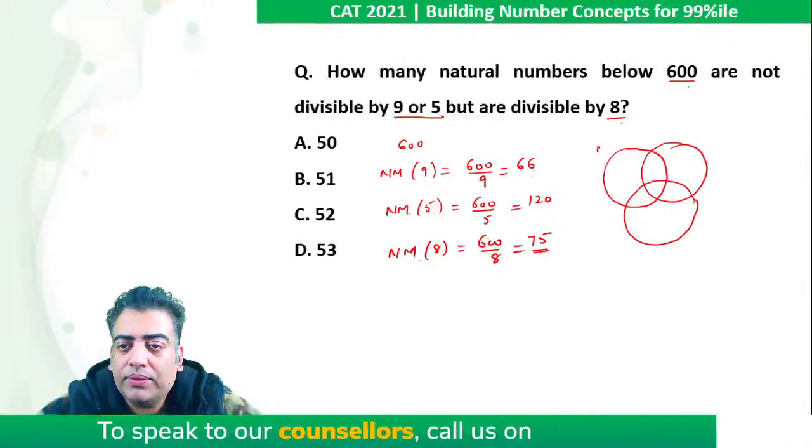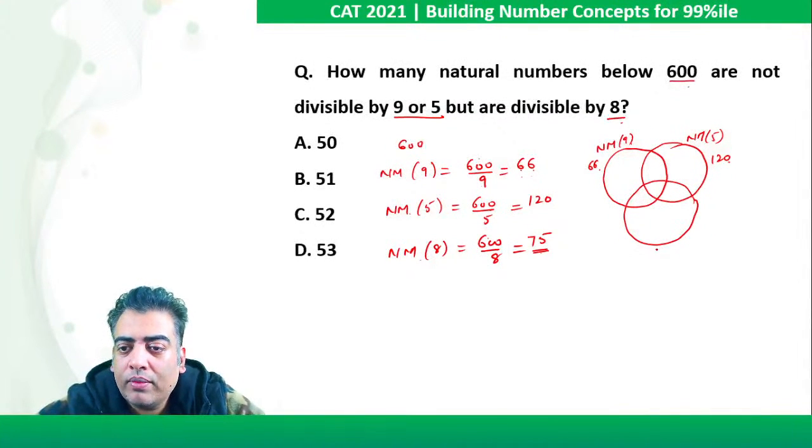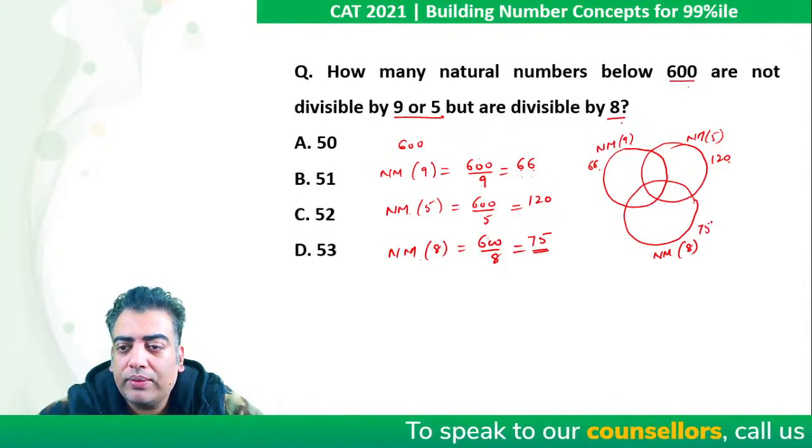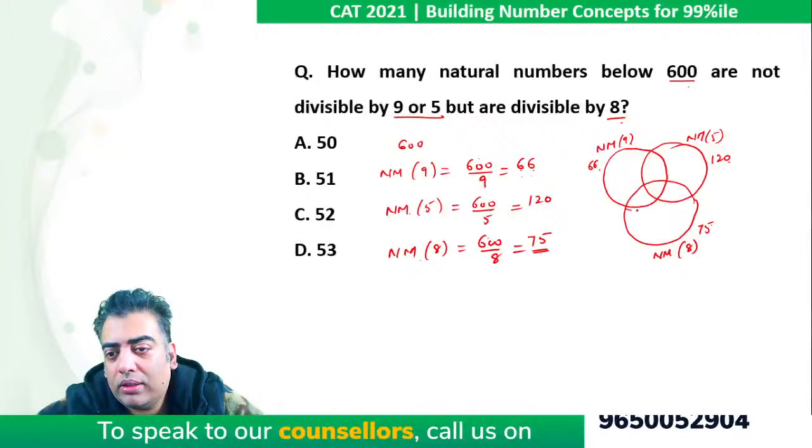So they are the numbers which are multiples of 9, which are 66 in number. They are the numbers which are multiples of 5, which are 120 in number. They are the numbers which are multiples of 8, which are 75 in number. Alright. So I require this value set.